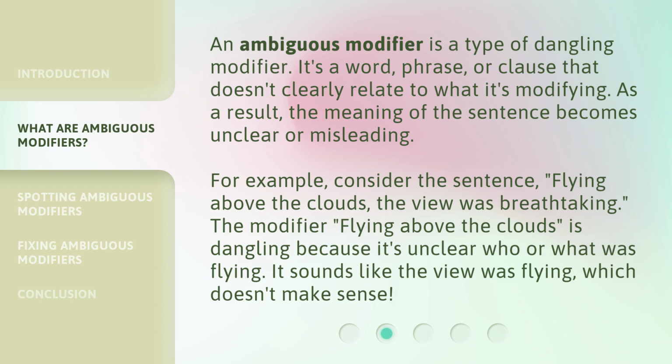For example, consider the sentence, "Flying above the clouds, the view was breathtaking." The modifier, "flying above the clouds," is dangling because it's unclear who or what was flying. It sounds like the view was flying, which doesn't make sense.